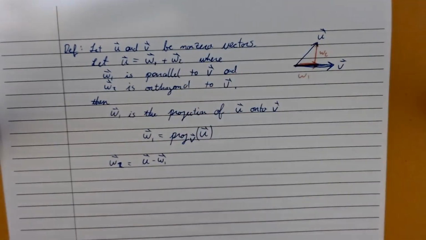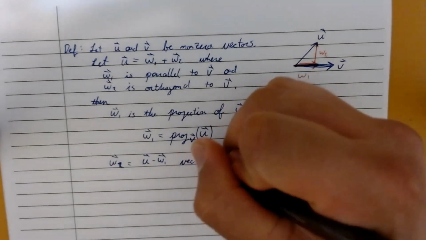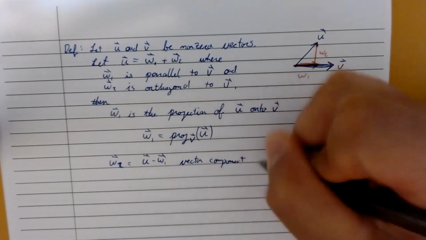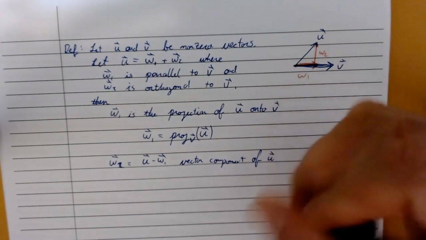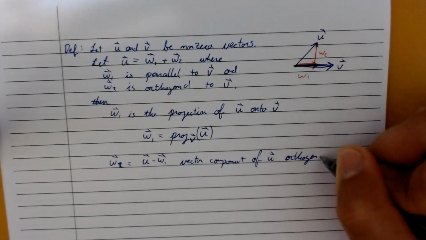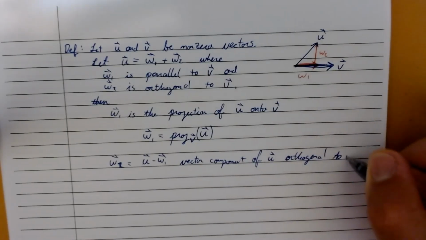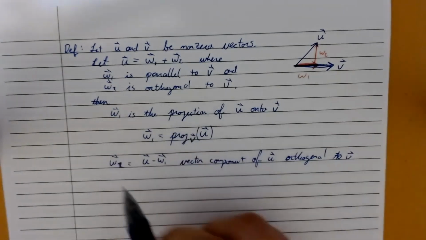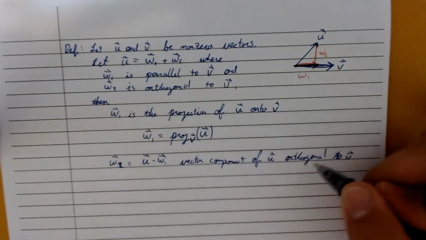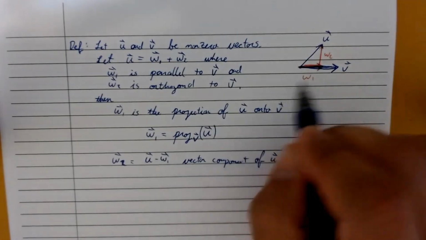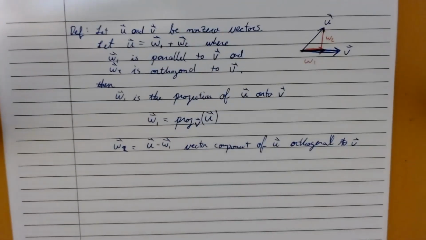This is called the vector component of U orthogonal to V. We don't use this one too often. The projection is the one that we're most interested in for most applications in this course. However, these two are defined at the same time, so we do put them together.